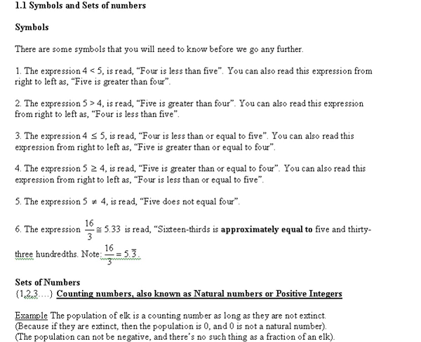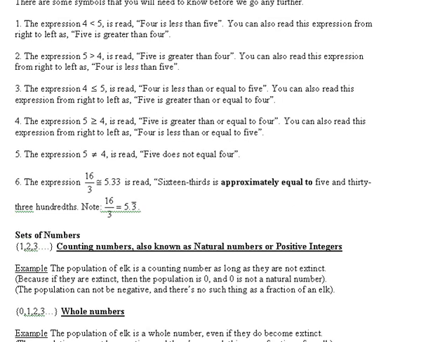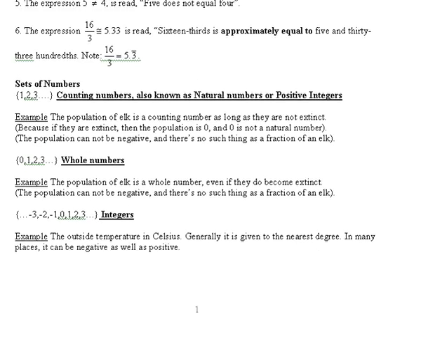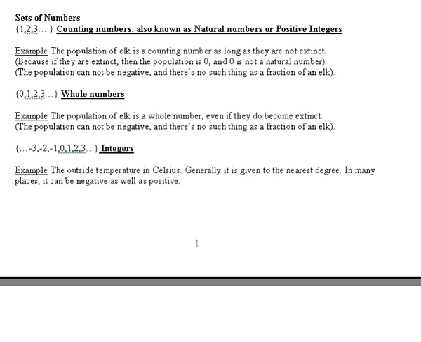And now let's talk about sets of numbers. The sets of numbers that we're talking about is, first of all, the natural numbers, also known as the counting numbers, go 1, 2, 3, and so on. It does not include 0. Okay. Whole numbers do include 0. So 0, 1, 2, 3, and so on are your set of whole numbers.